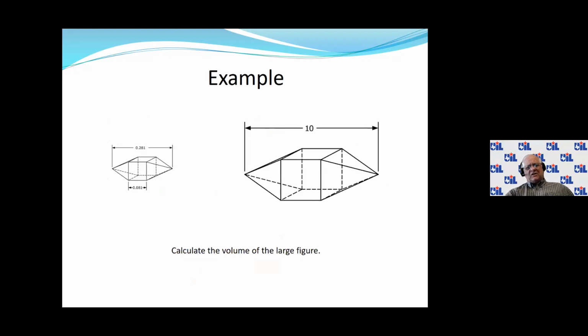What I've got is a square with two square pyramids stuck on each end of it. I have two different sizes, and I have the information on the volume of the smaller figure here. It's basically given with enough information to completely define it. This is a cube with two square pyramids. And then on the right side, I changed that 0.281 to 10 on the overall length. And the question is, what's the volume of the larger one?